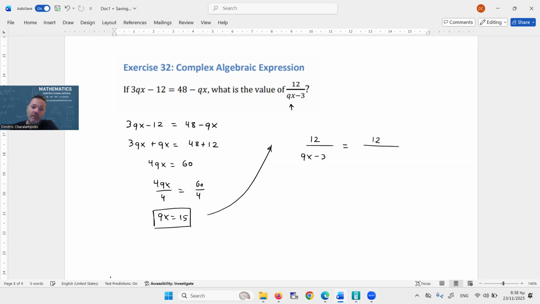and instead of qx, I can replace it by 15. So it's going to be 15 minus 3, 12 over 12, which is equal to 1. The right answer for this question would be 1.